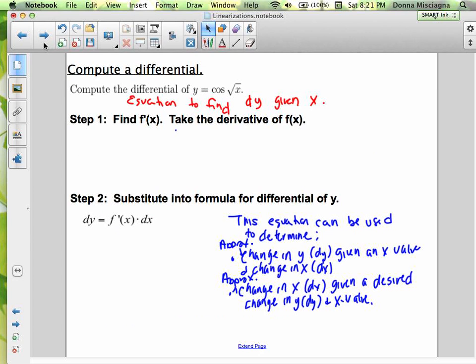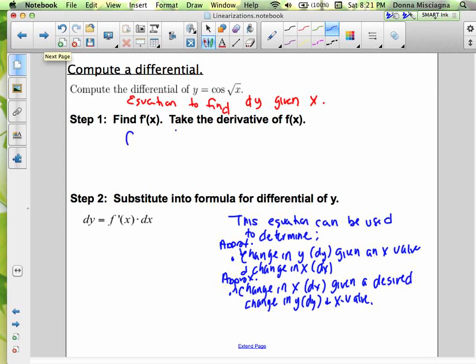This first one, we're just going to find an equation that we can use to find the change in y if someone gives us a change in x. So here we want to compute the differential of y equals cosine of the square root of x. So we're going to be finding an equation to find dy given x. The very first thing we're going to do is find the derivative.